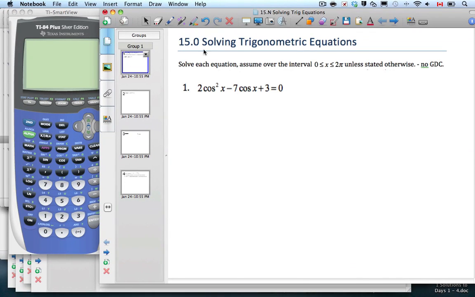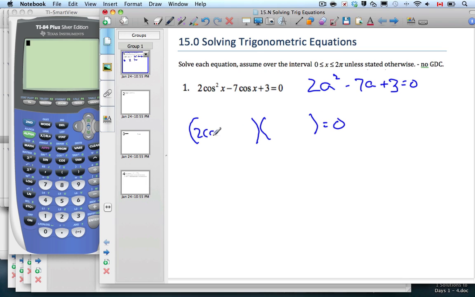Lynn. And so we're going to solve some trig equations, and this is over the interval 0 to 2 pi with no calculator. So when I look at this scenario, this is just simply a quadratic. It's the same thing as something like 2a squared minus 7a plus 3 equals 0. It's the same kind of scenario as that, except instead of a, we have a cosine. So we know with quadratics, one thing to do is we can factor them. So this one factors quite nicely.